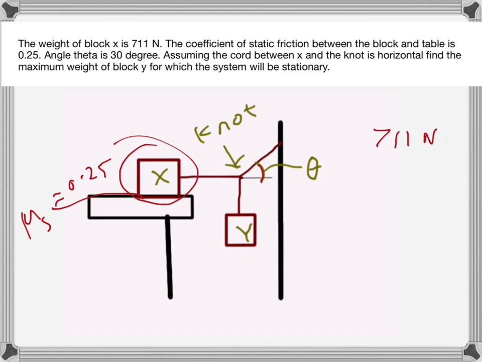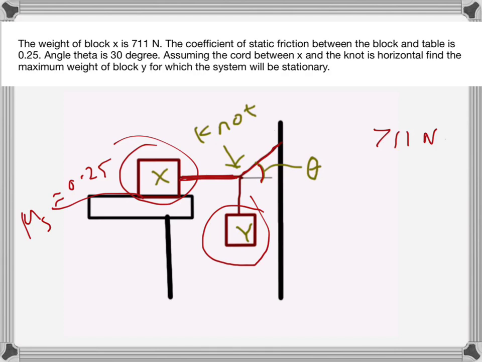And here we can see that a cord is holding this weight Y. So the cord between X and the knot is horizontal. So this cord is horizontal. That's what it's saying. We have to assume that, and we have to find the maximum weight of block Y for which the system will be stationary.